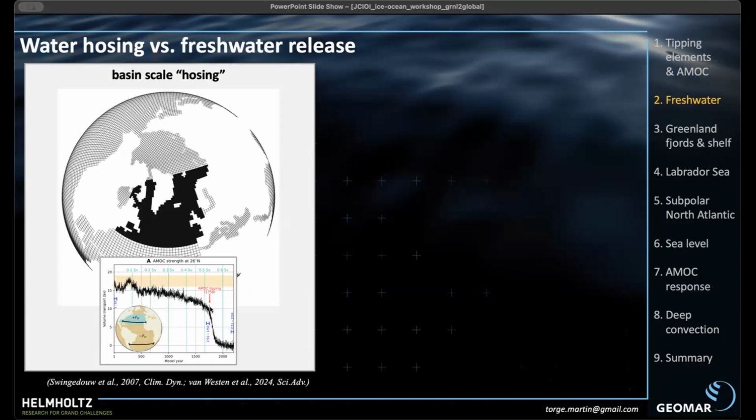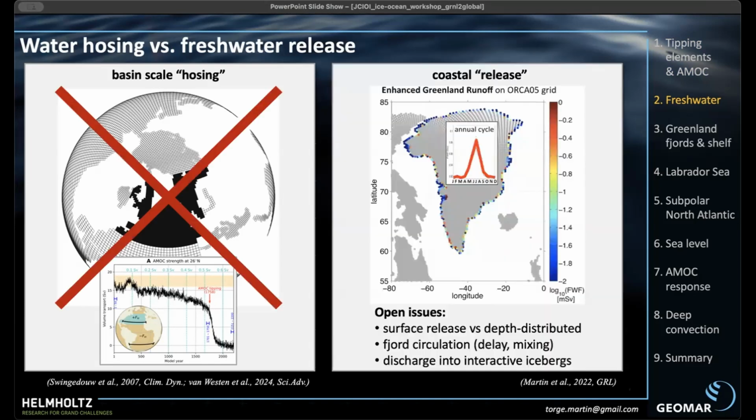Even the most recent publication in this respect, looking at a highly complex climate model of higher resolution than usual for the tipping point of the AMOC, they added fresh water not even to the subpolar, but rather to the central North Atlantic to force the AMOC to decline or collapse. So that's not what we're going to do.